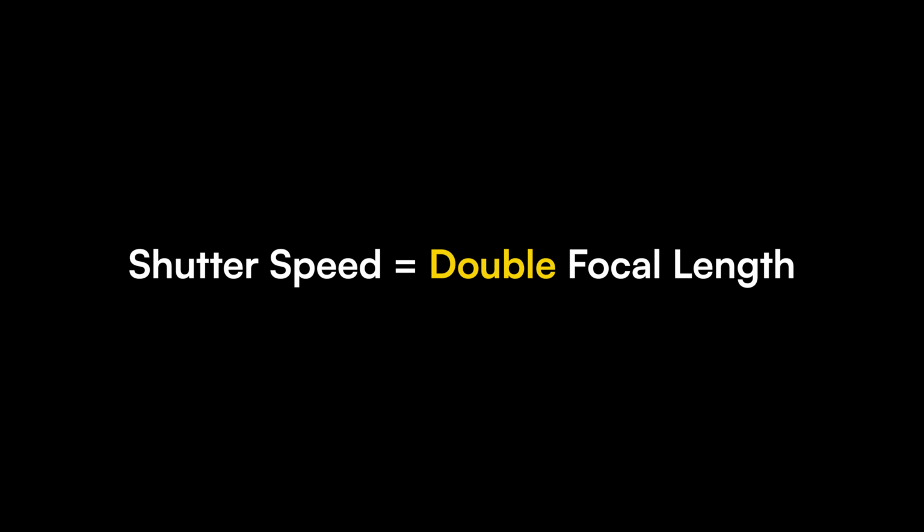There are things like image stabilization in your lens and cameras with stabilization built into the sensor that help you shoot at slower shutter speeds, but the general rule of thumb for most scenarios is shutter speed at double the focal length.